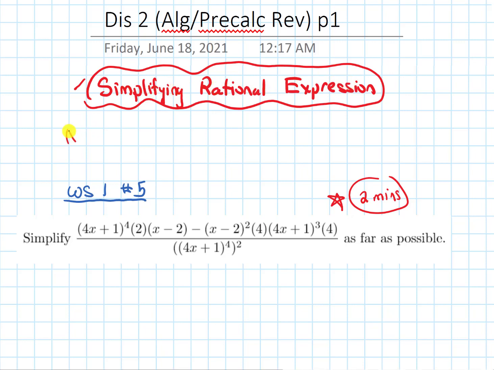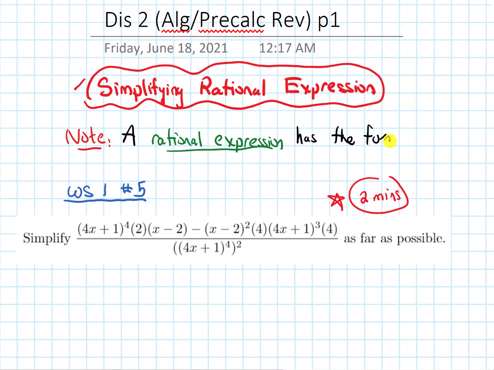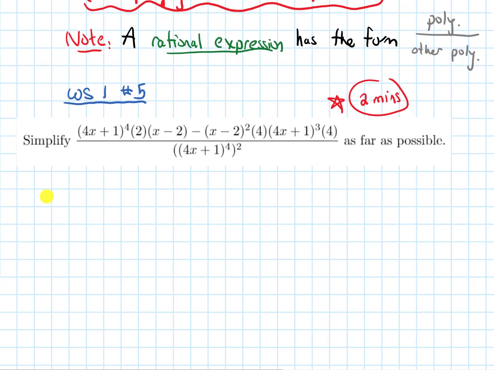So I want to begin with a note that, remember that a rational expression has the form where we have a polynomial divided by some other polynomial. So polynomial divided by a polynomial. Alrighty, so let's look at a worksheet problem to practice this.